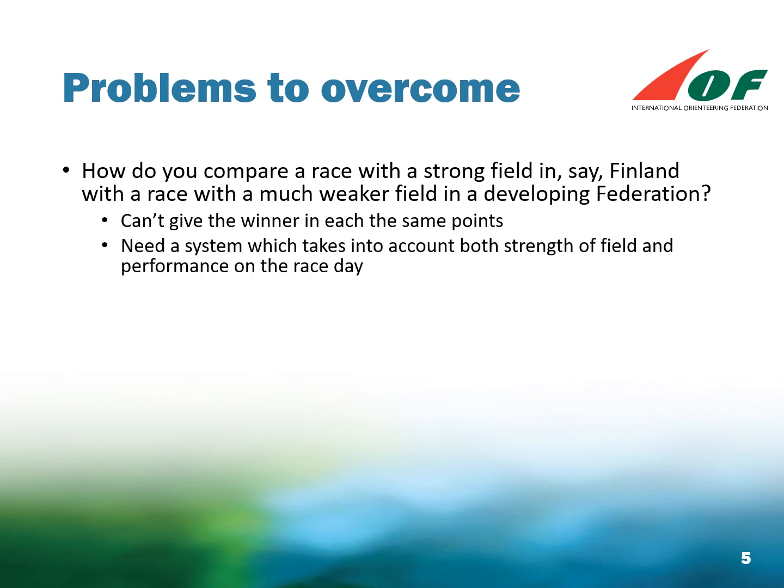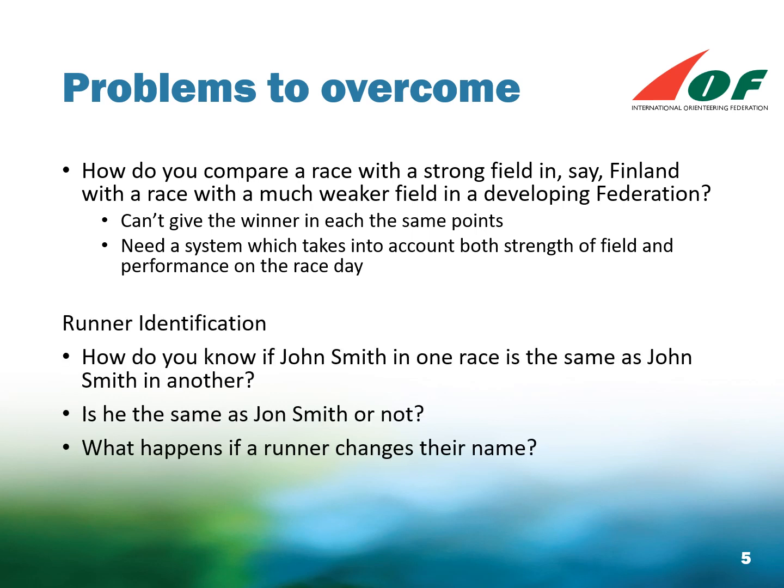It's not just about starting with the points for the winner either. What about the rest of the field? In some races, runners are much of the same standard and their finish times are bunched together, whereas sometimes there's a big spread of ability in a race, with some runners taking up to 3 times longer than the winner. No system based on position can cover these possibilities. So we need to design a system which takes into account both the strength of the field and how well runners do on the day.